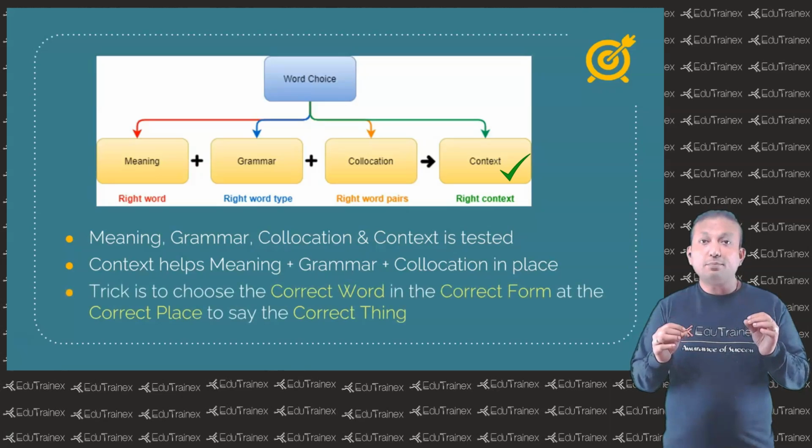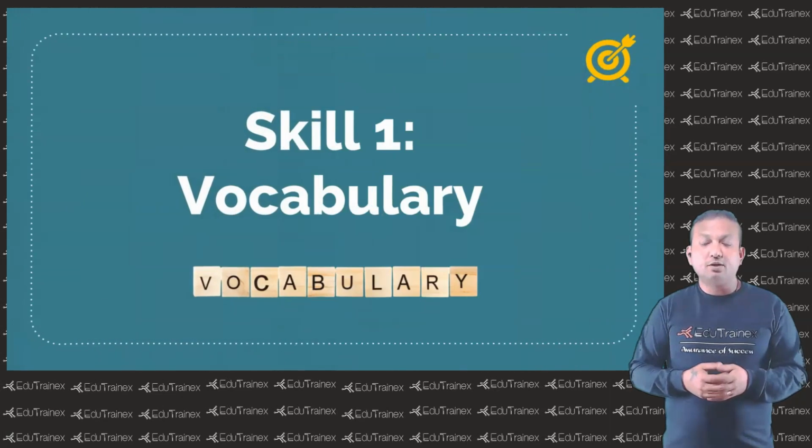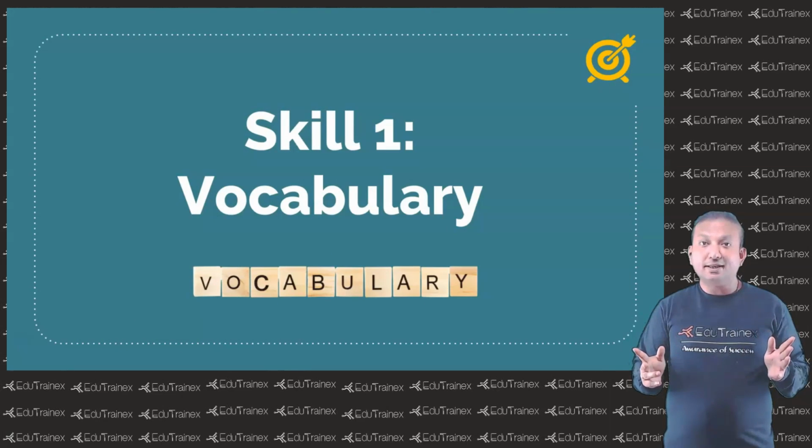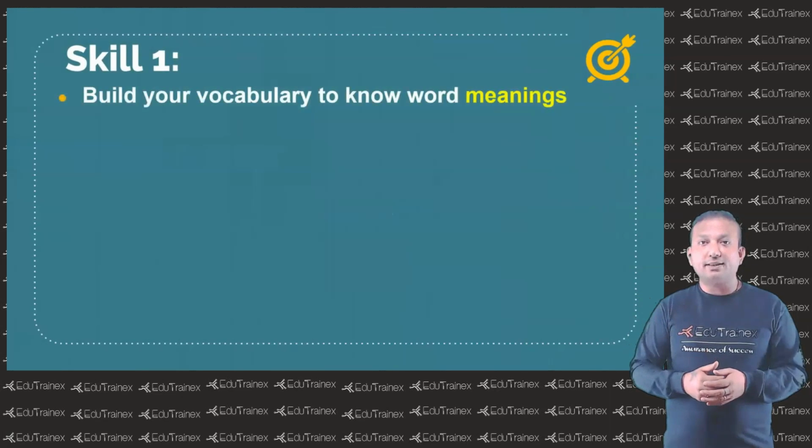The word at a particular position should make perfect sense, just like the way we used in the deduction based approach. To use this formula, you need certain skills, and they are vocabulary, grammar, knowledge of collocation, and understanding of context. Let's start with the first one, which is vocabulary. This is something that can't be learned in a day. You need to be regular. With regularity and practice, you can definitely improve your vocabulary skills.